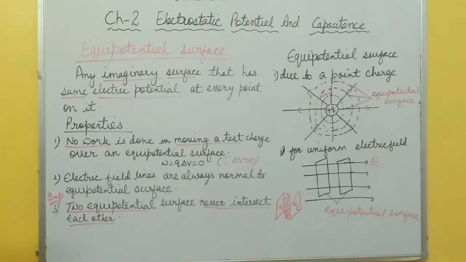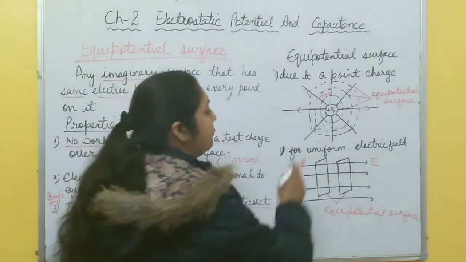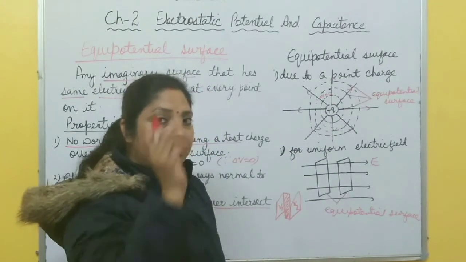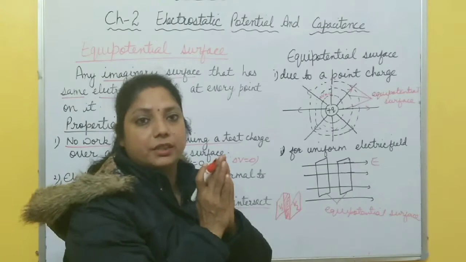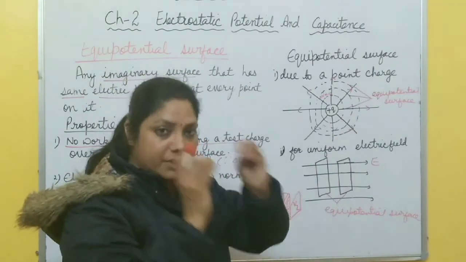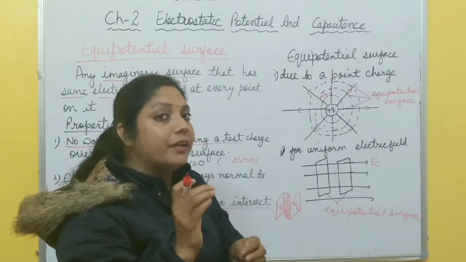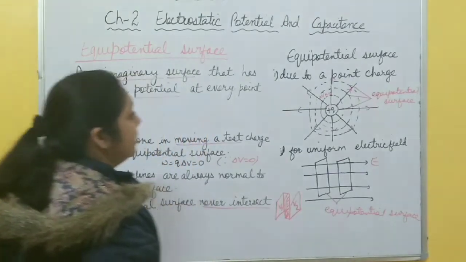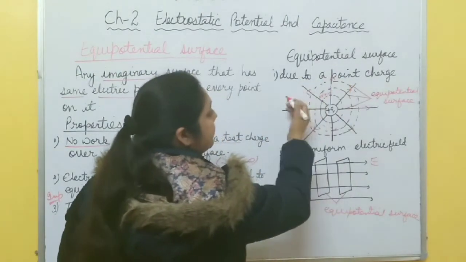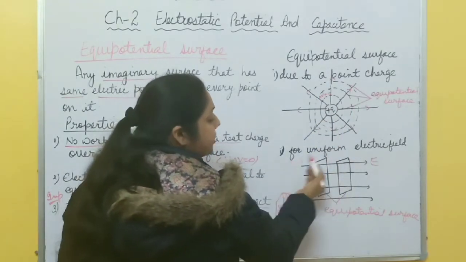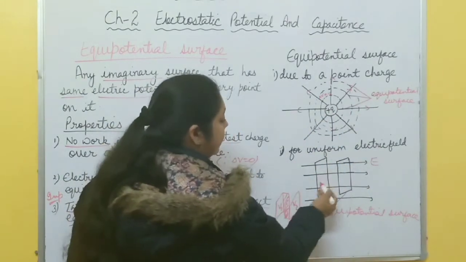So these are different properties of the equipotential surface. One more property: where field lines are very close to each other, meaning the field is stronger, equipotential surfaces are also very close to each other. At points where field lines are weaker, equipotential surfaces are farther apart from each other. In exams it may come that you have to draw the equipotential surface for a point charge, then you draw a spherical surface like this one. For a uniform electric field, you draw a plane like this.